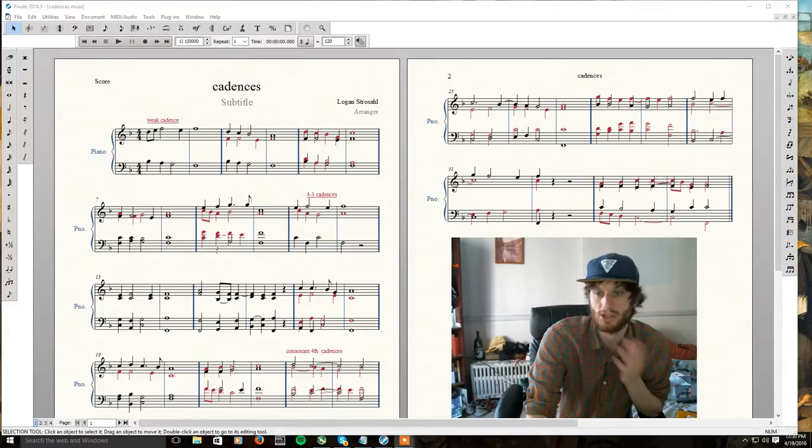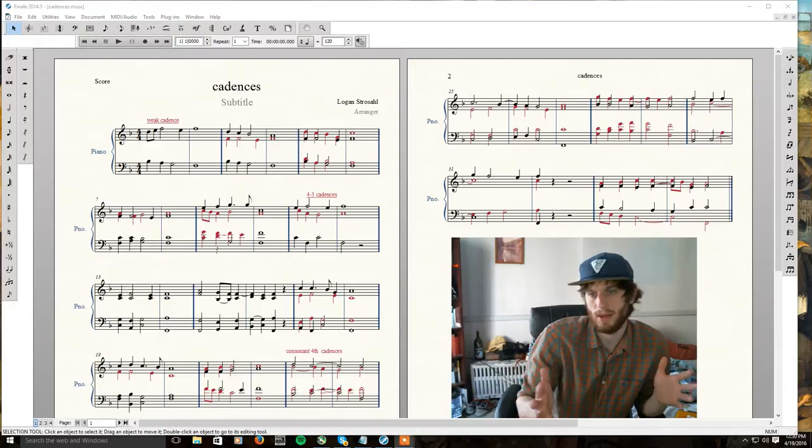What cadences do is they control the flow of a piece. If you have too little of them, then you won't have as much shape in a piece. But if you have too many of them, then your piece won't build momentum.